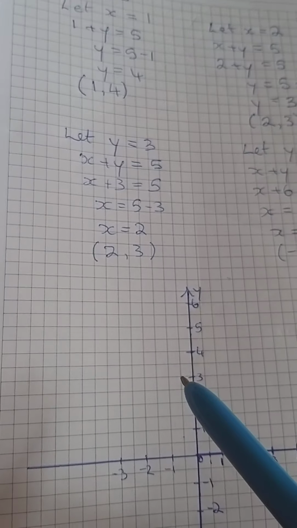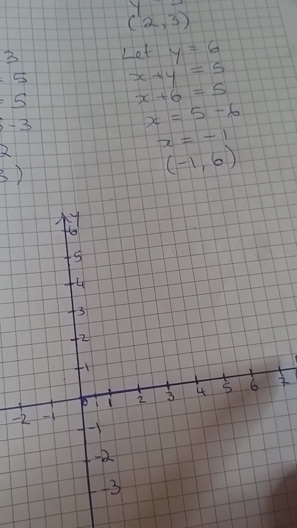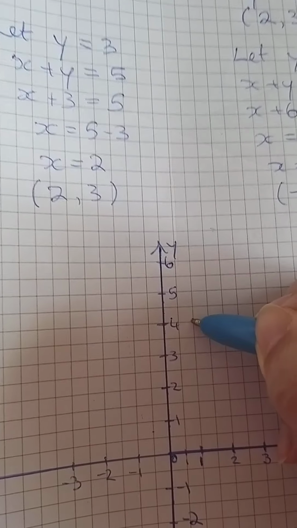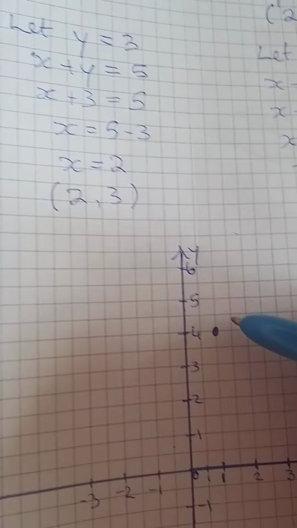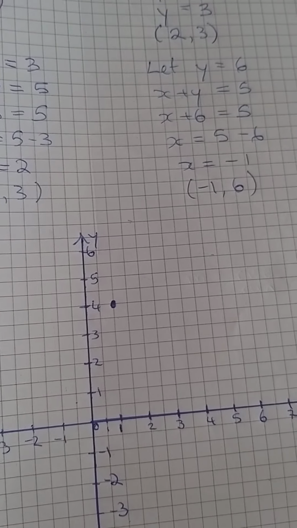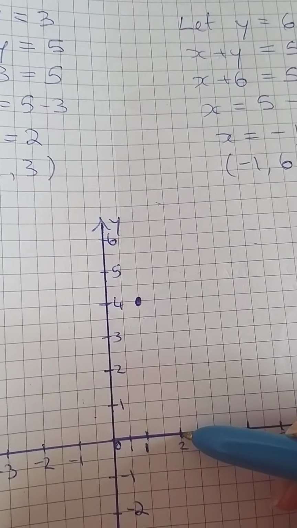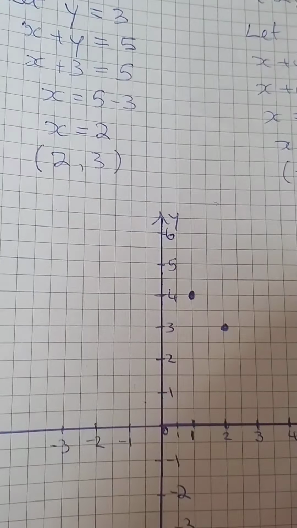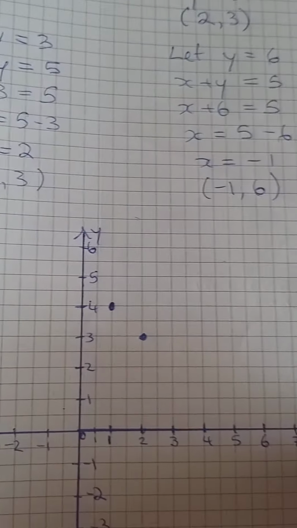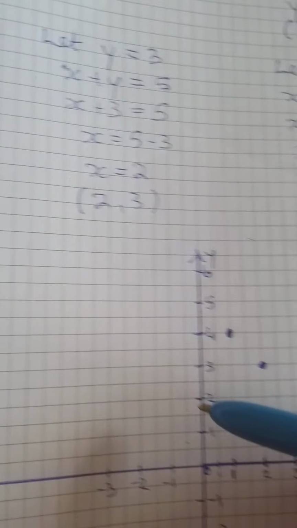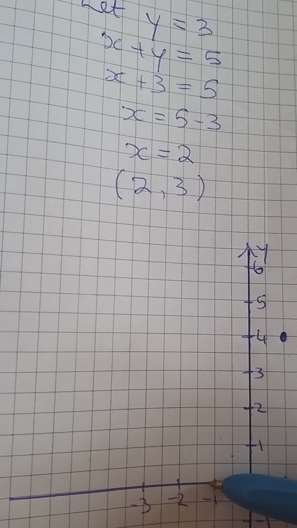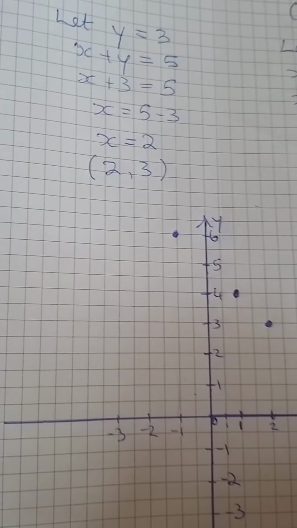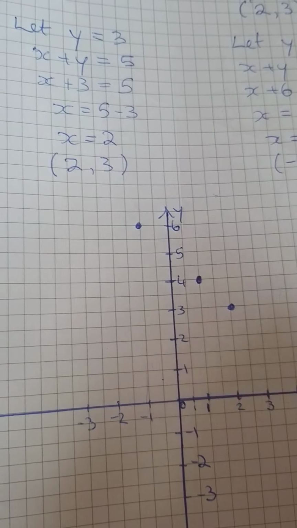Okay, so we're going to plot the first point, 1, 4. So 1 on the x-axis and 4 on the y. So that's here. Then we're going to plot the next one, which is 2, 3. So 2 on the x and 3 on the y. Then we have 2, 3 again, so that's the same one. And then we have minus 1, 6. Okay, so now I have 3 points. So I'm just going to draw the line.